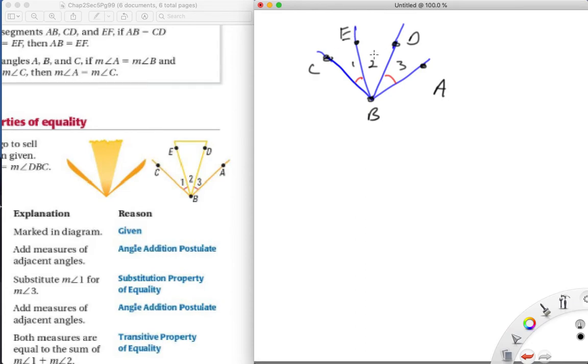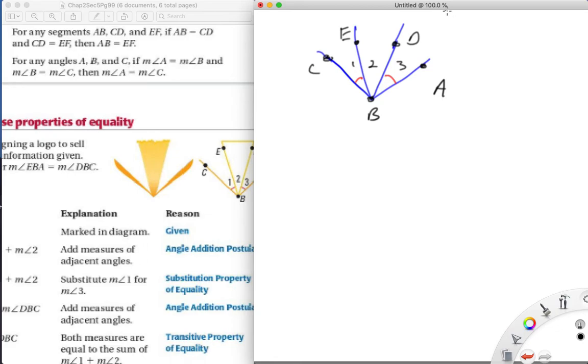What do they want us to say? They want us to say that EBA, so this guy, so angle 2 and angle 3, is equal to DBC, which is angle 1 plus angle 2. So they want to say that the measure of EBA is equal to the measure of DBC.